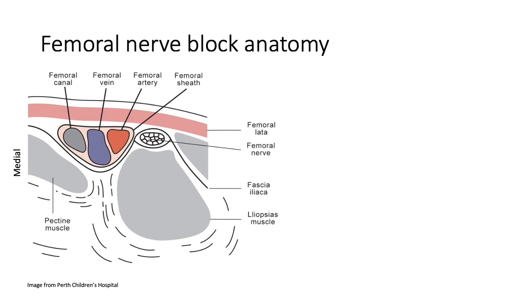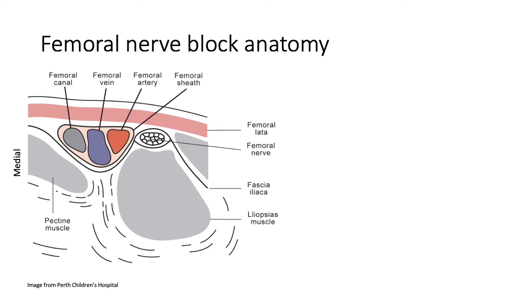Let's look at the femoral nerve block anatomy. The diagram on the left depicts what you will see under ultrasound. Medial is on the left side of the image and lateral is on the right. Going from lateral to medial, again, you have the femoral nerve, the femoral artery, and then the femoral vein.